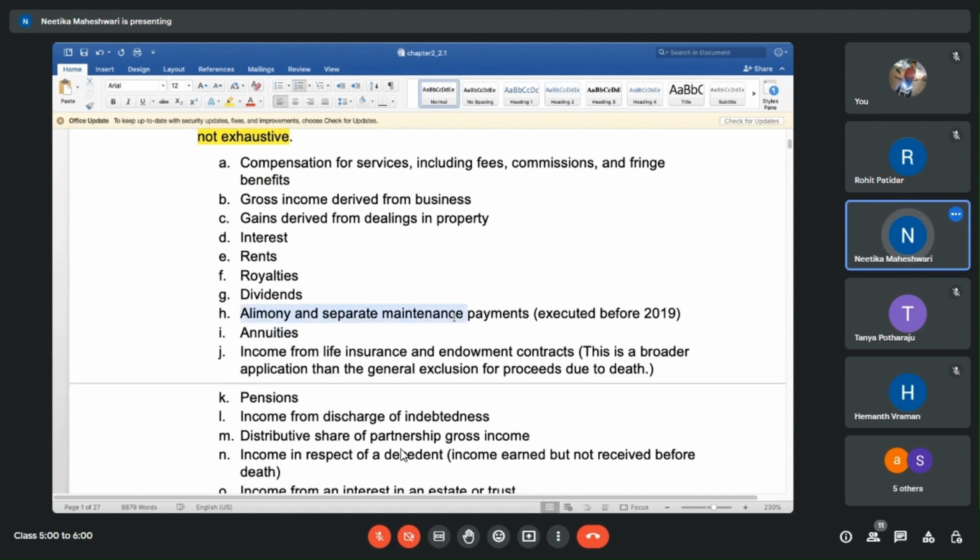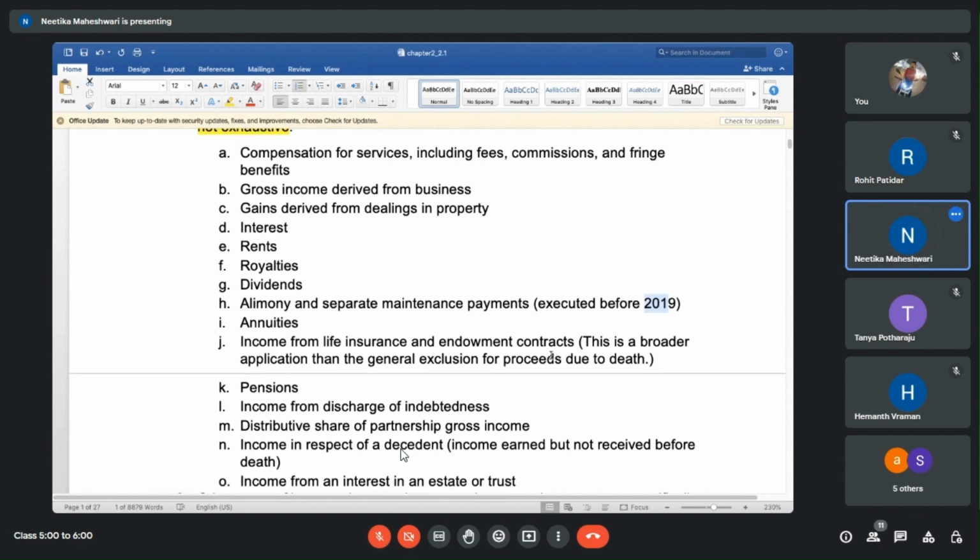Alimony and separate maintenance. Alimony is like, as part of divorce or separation, if there is some support or maintenance expense that one spouse has to pay to the other, then it's also considered income, but this is only until 2019. After that, if you look into the forms, they have removed alimony and child support. Those are not taxable income. If they are not income, they are definitely not deductible on the tax return of the person who is paying that to the ex-spouse.